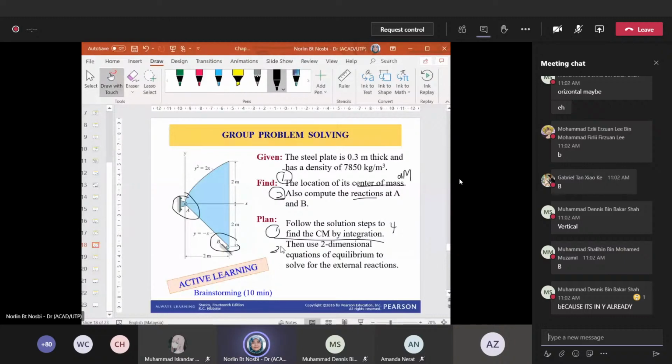You need to use the 2D equation of equilibrium. So you need to use the equation of summation of Fx equals to 0, and then the summation of y equals to 0, and then the summation of the moment equals to 0. Okay, on the equation of equilibrium, because you want to find the reaction at A and B. So I will give you 10 minutes. Try to do it. You can discuss with your friend. Okay, I get back to you at 11:15.